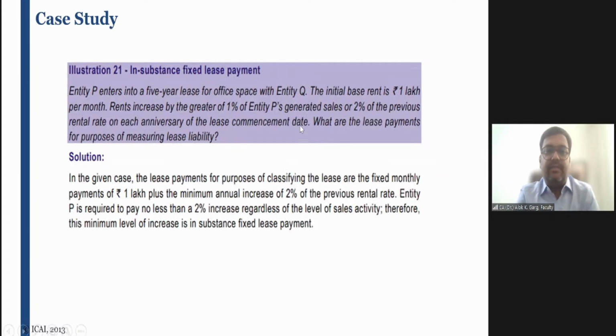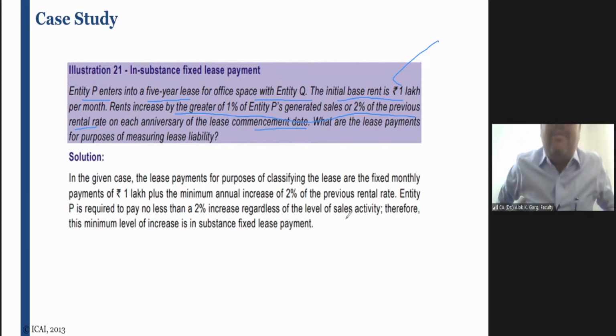So let's discuss another example of in substance fixed lease payment. Entity P enters into a 5-year lease for office space with entity Q. The initial base rent is 1 lakh rupees per month. So what is the fixed lease payment? 1 lakh rupees. Rent increases by the greater of 1% of entity P's generated sales or 2% of the previous rental rate on each anniversary of the lease commencement date.